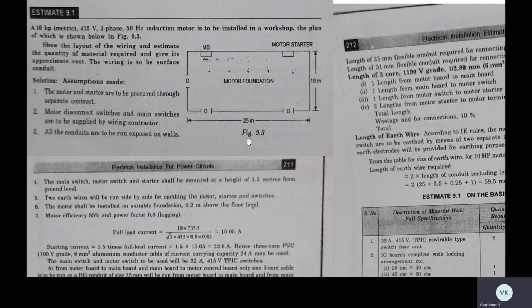And some of the assumptions you also need to make are that the motor and starter are to be procured through a separate contract. The motor starter. This is the main board. These are the doors, different doors, and this is the motor starter. The motor is always placed near the motor starter.